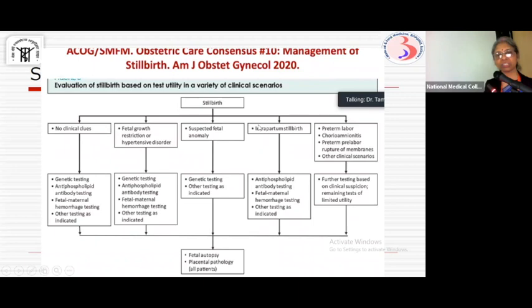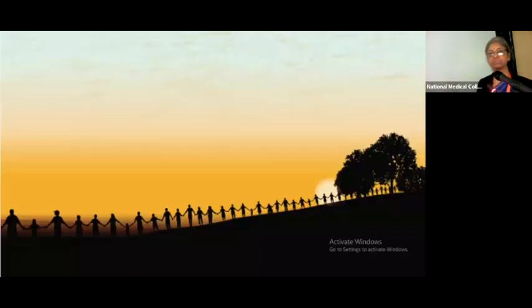So all stillbirths are to be reported first. The records need to be kept. Then third, you try to figure out what is the cause of stillbirth. And hence you can prevent the cause of stillbirth.